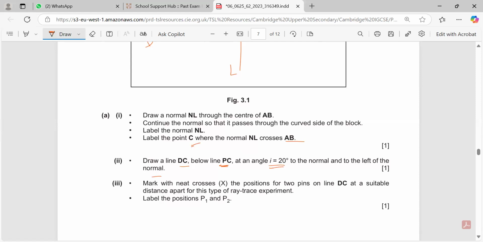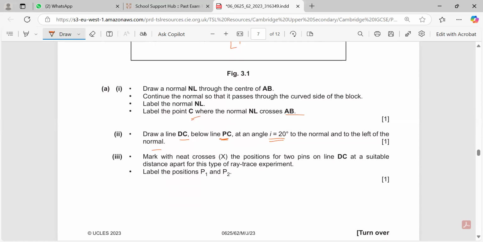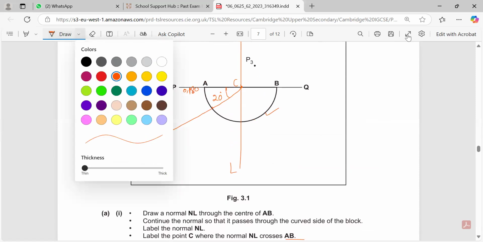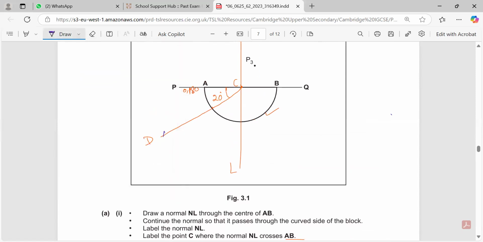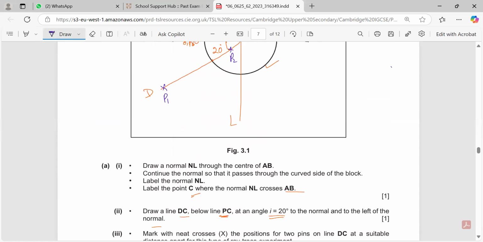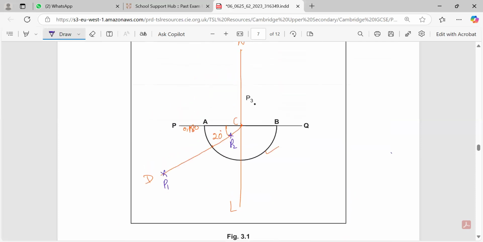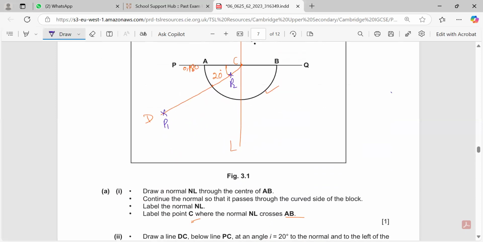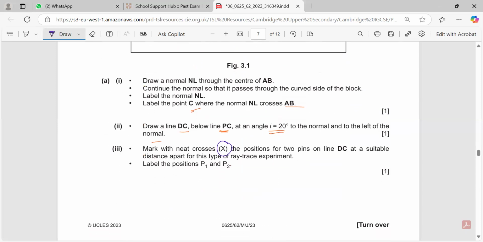Then mark with neat crosses X the positions for the two pins on the line at a suitable distance apart for this ray trace experiment. Label the positions P1 and P2, and we know that pin spacing should be at least 5 centimeters. So what I'm going to do here, I'm writing P1, and somewhere close here, this one I'm saying it as P2, because they said use cross sign. P1 and P2. Why P1 here, P2 here? So that the order is P1, P2, see this is P3, P4 in order. So that is done for another one mark.